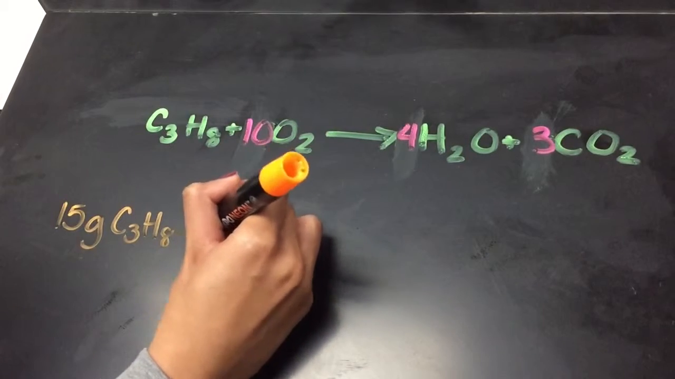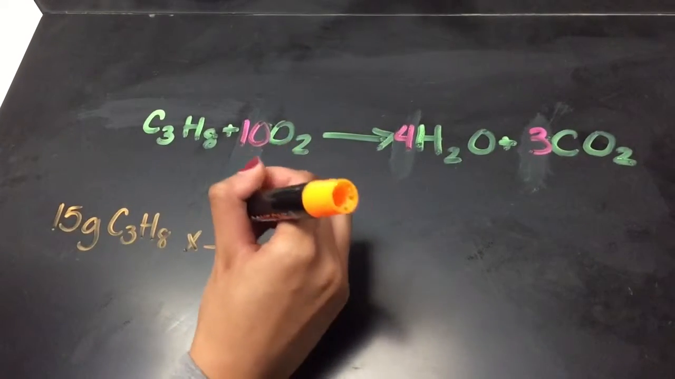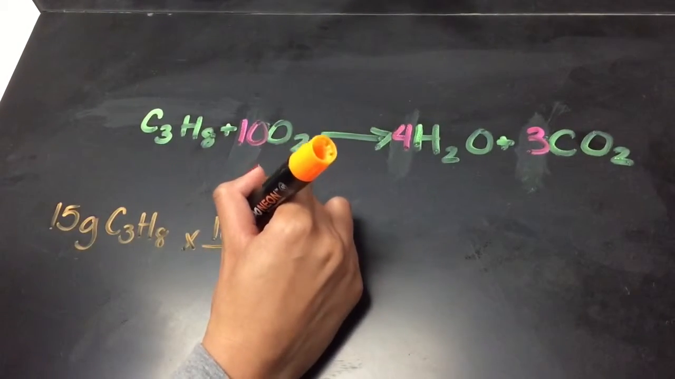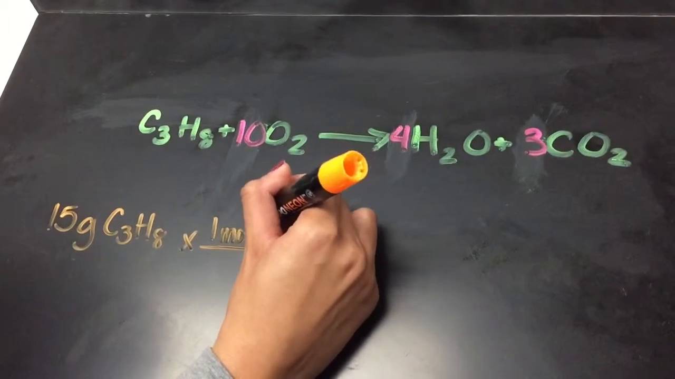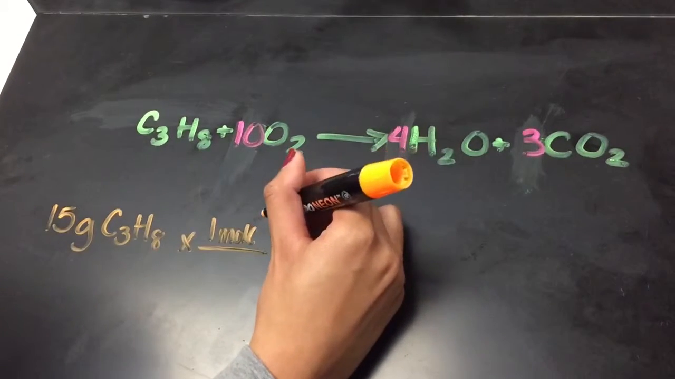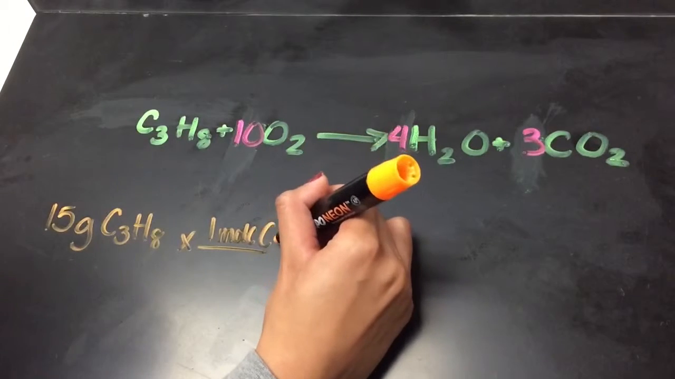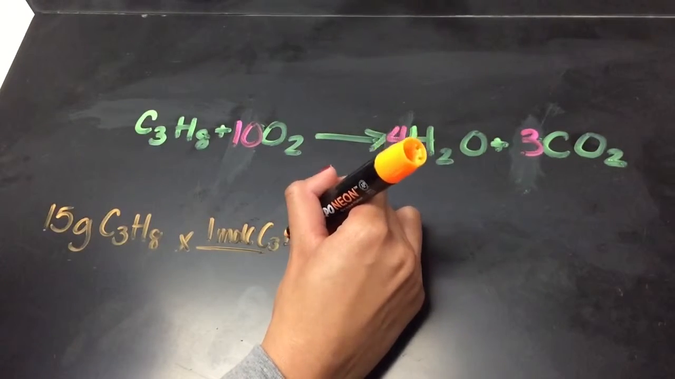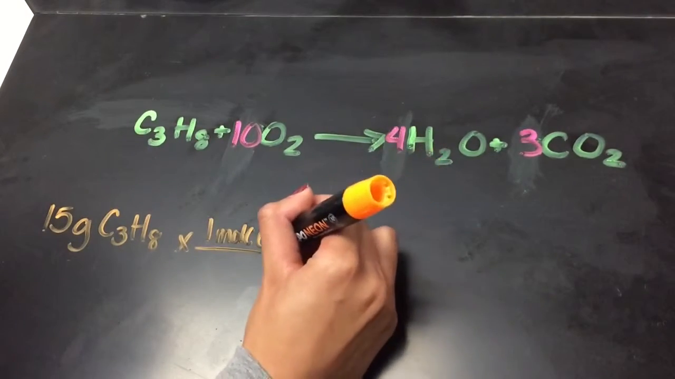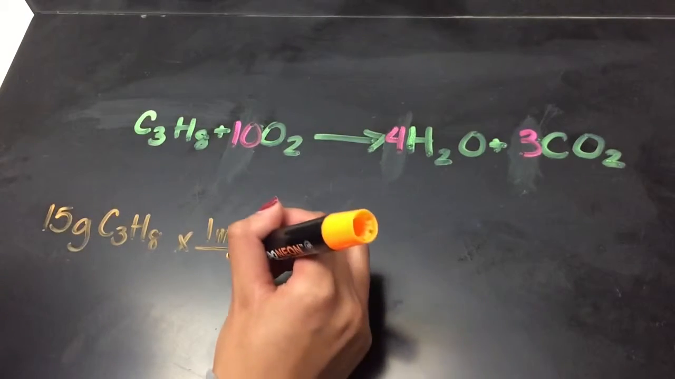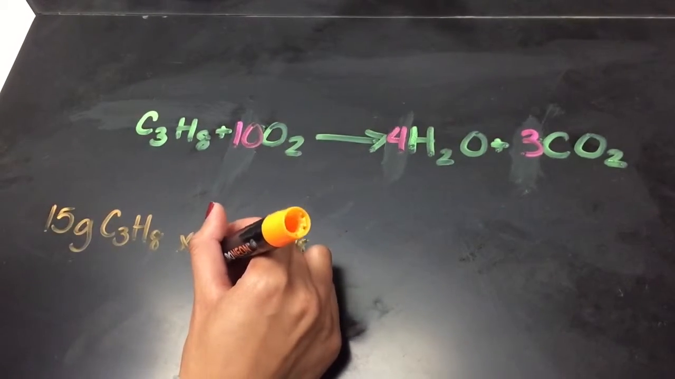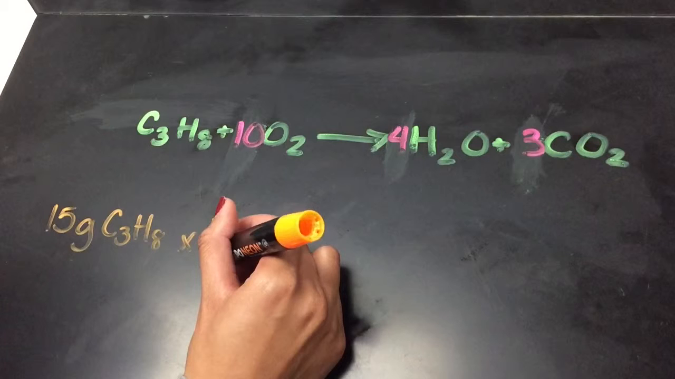Now we must find the GFM of C3H8. Well, how do you find the GFM? Well, now we must look at our periodic table. We see on the periodic table that hydrogen's GFM is 1.01 grams, and carbon's GFM is 12.0 grams. There are 3 carbon atoms in the molecule and 8 hydrogen atoms in the molecule.